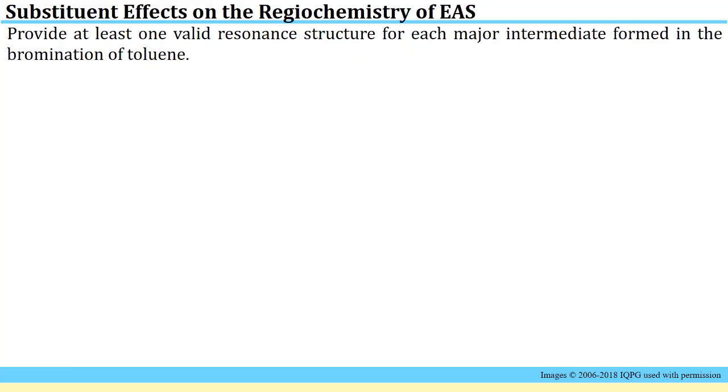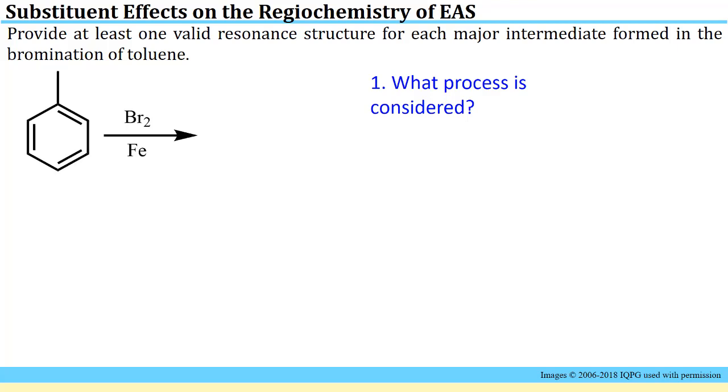Our first question is to provide at least one valid resonance structure for each major intermediate formed in the bromination of toluene. To address a problem like this, we have to first sketch out the particular process under consideration. In this lesson, we're talking specifically about the electrophilic aromatic substitution. So something like this might be your bromination conditions for toluene, and this is your structure of toluene. You might also use FeBr3.